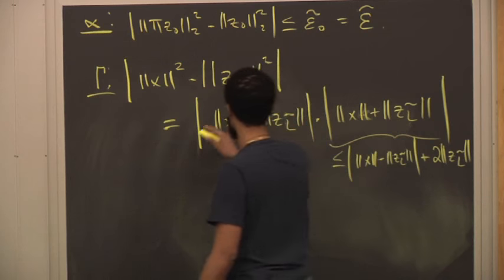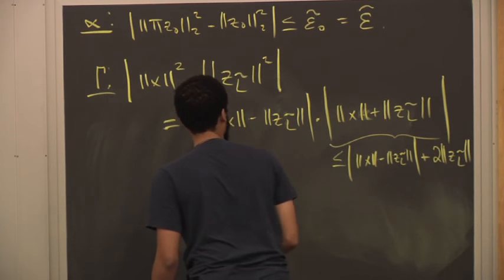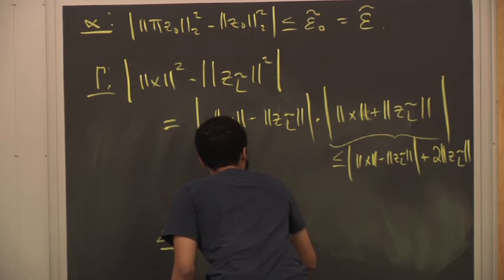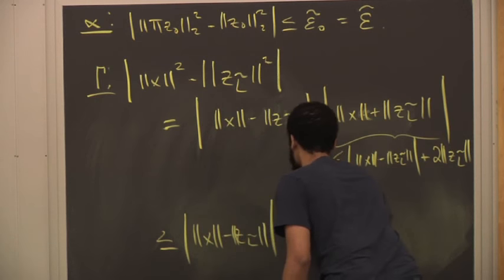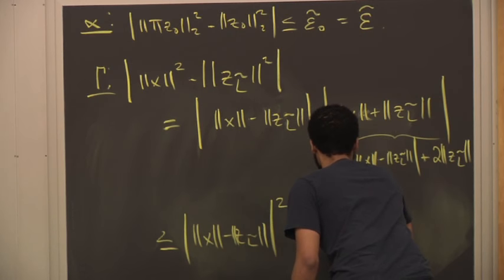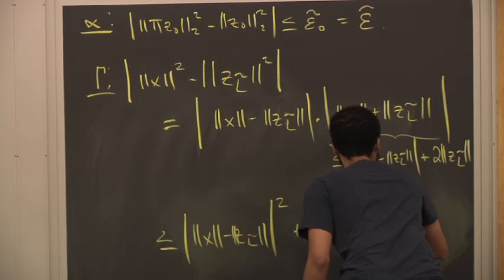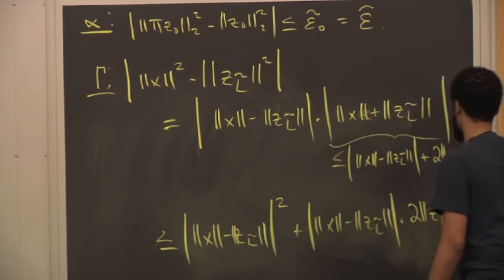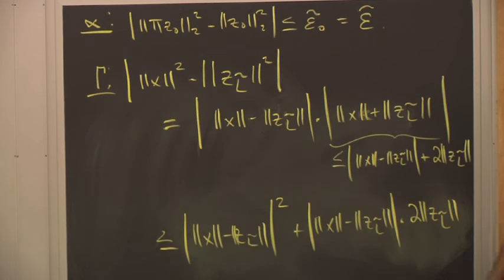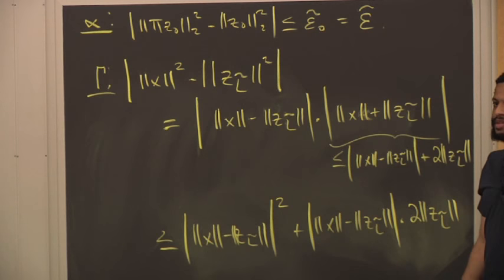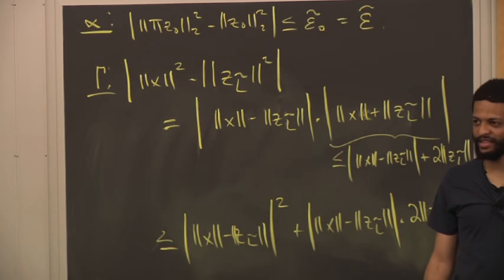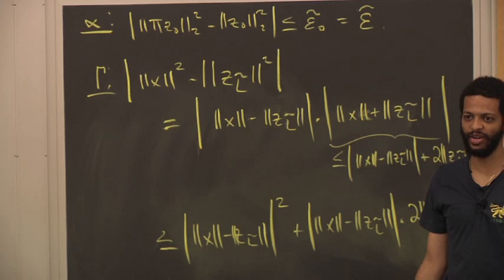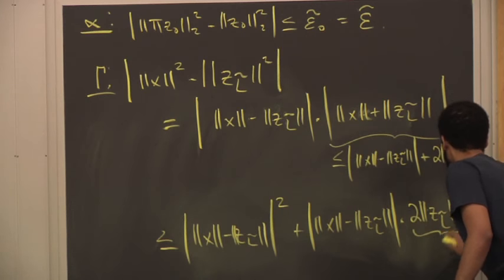So this whole thing is at most x minus zl tilde squared plus x minus zl tilde times 2 zl tilde. Right? But TR is a subset of T. Right? So ZL tilde is an element of T. So it has unit norm. So this thing here is at most 2.